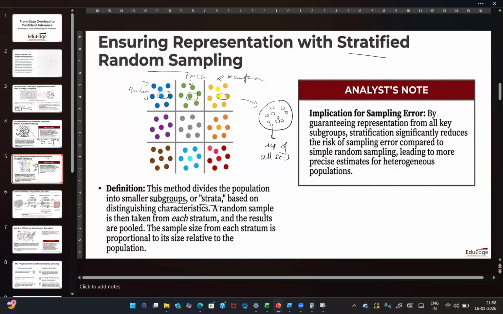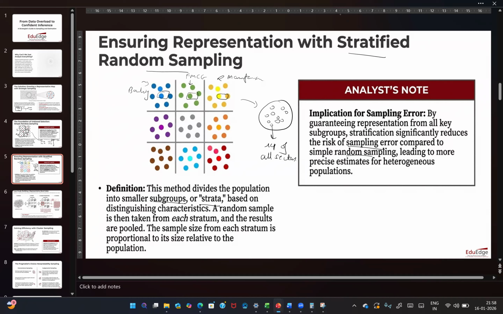So at least that bias will go out of the picture. Yeah. So risk of sampling error reduces as compared to simple random sampling. Yeah, so it is very useful if you have heterogeneous subgroups which need to be appropriately represented. So your stratified random sampling is a great technique which ensures that.